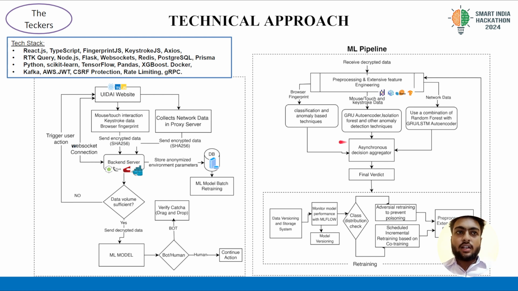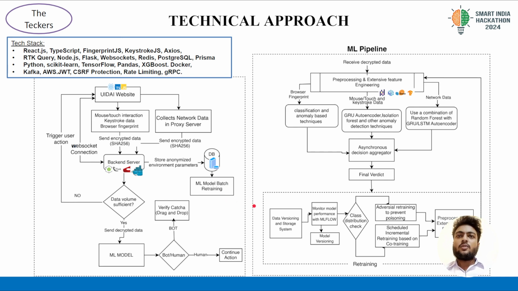The models work together in a co-training setup, combining supervised techniques for known threats and unsupervised learning to detect anomalies and previously unknown patterns. All models feed into an asynchronous decision aggregator which produces a final verdict whether the user is a human or a bot. The aggregated decision undergoes regular retraining through our data and model versioning system to ensure continuous improvement. All the user data is stored in an anonymized way in the database for the ML model batch retraining.